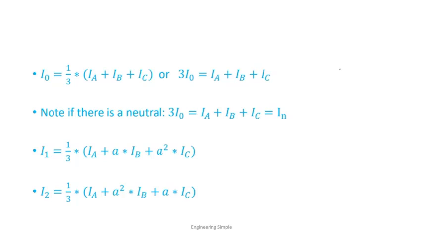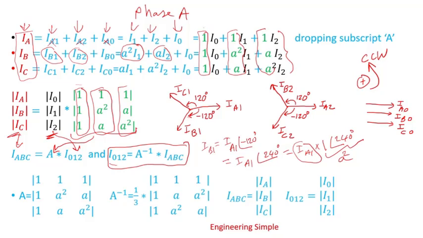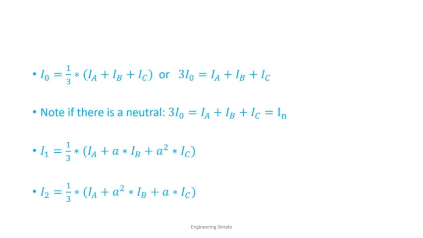So from this matrix format here, I know I0 is equal to 1 over 3 times the sum of the phase currents. Or you just multiply both sides by 3: 3I0 is equal to current in phase A plus current in phase B plus current in phase C.